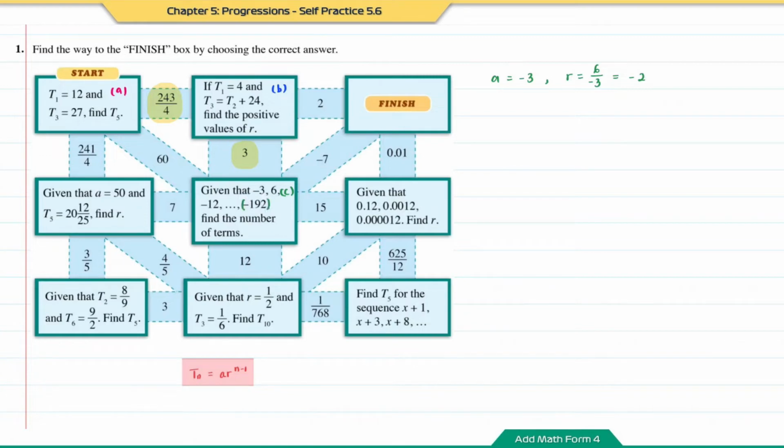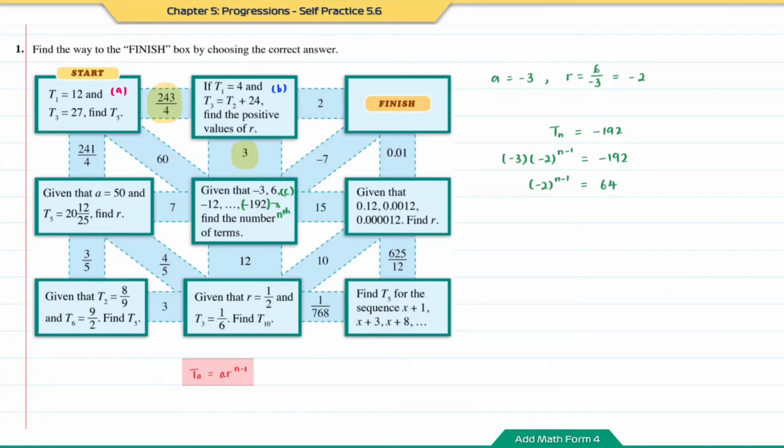So we want to find, until negative 192, there are how many terms? The last one here, we're going to label as the nth term. Therefore, Tn is equal to negative 192. So the Tn here, we're going to replace it with the formula AR^(n-1). We know that the A is negative 3, the R is negative 2, and n minus 1. So this is equal to negative 192. First, move the negative 3 to the right-hand side. So it will be negative 192 divided by negative 3. So the answer is 64.